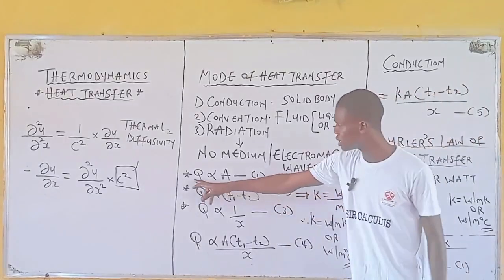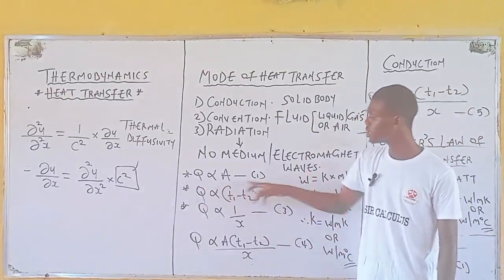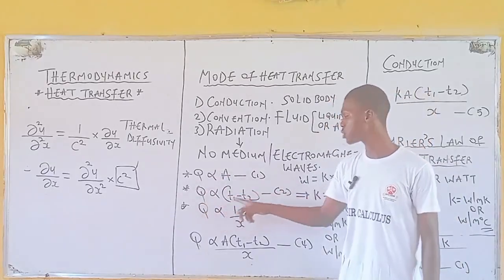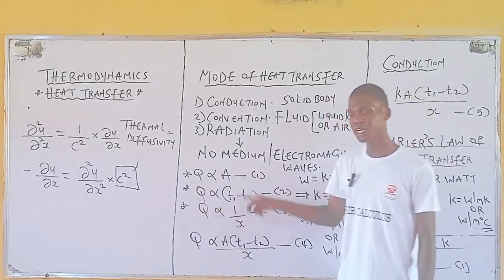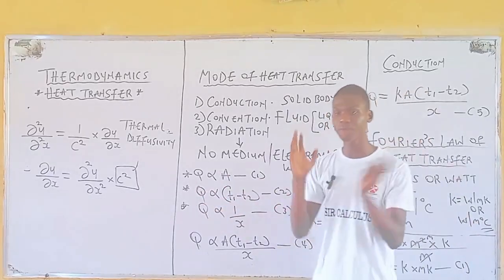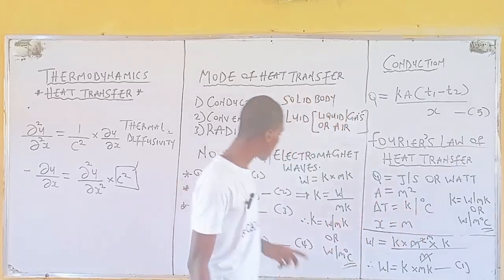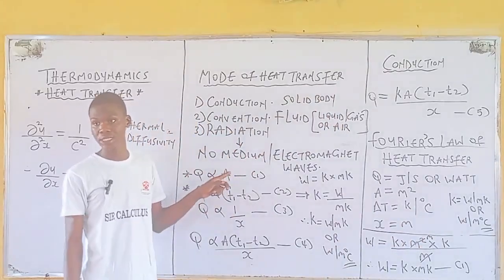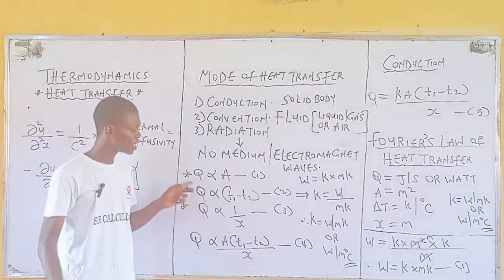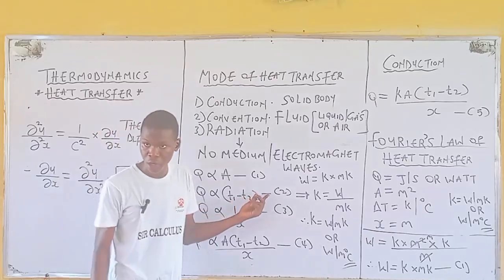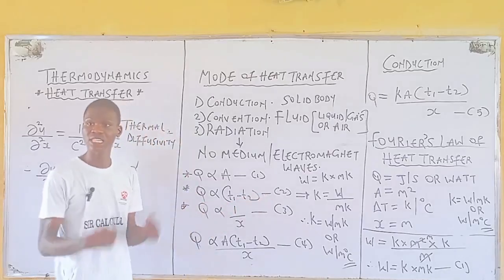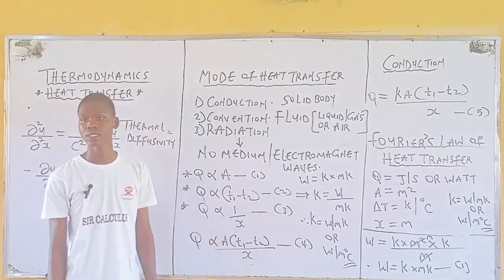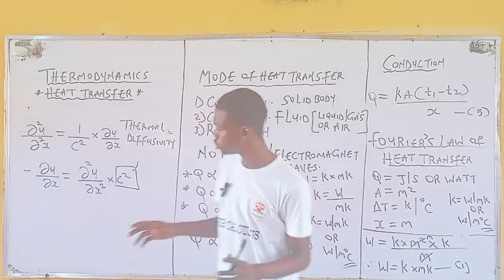By the time we record this relationship, that Q is directly proportional to area, Q is directly proportional to change in temperature, and Q is inversely proportional to the distance, you'll be able to define what the law states. Just know that Q, the rate of flow, is directly proportional to the area and to the change in temperature of the solid, and inversely proportional to the distance in the direction of heat flow. That's what Fourier's law of heat conduction is saying.